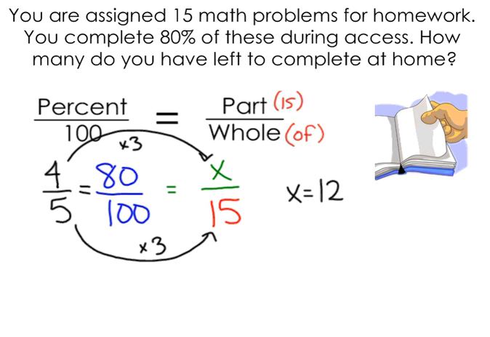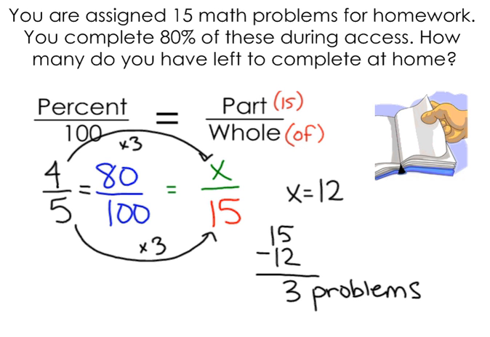Now before we finish this, let's make sure we're finding the right thing. It says you complete 80% of these during Access, so 12 is the number of problems you've already completed. Since it's asking how many you have left to complete, we're just going to do 15 minus 12 to get that there are 3 problems left. And we'll include units since there's a word problem.